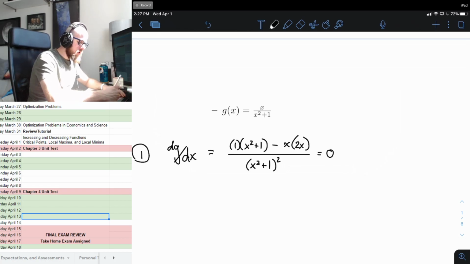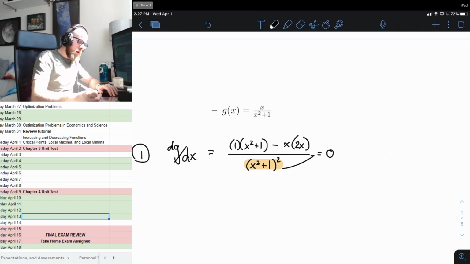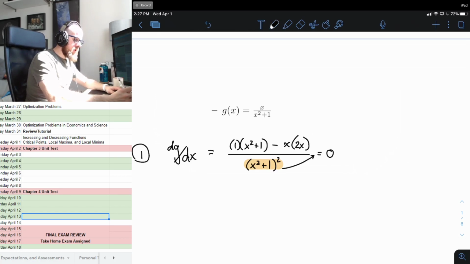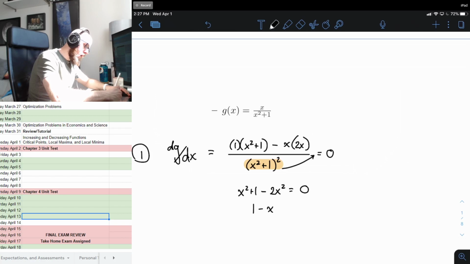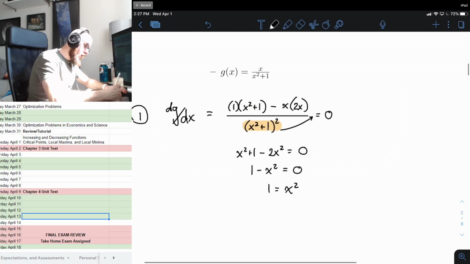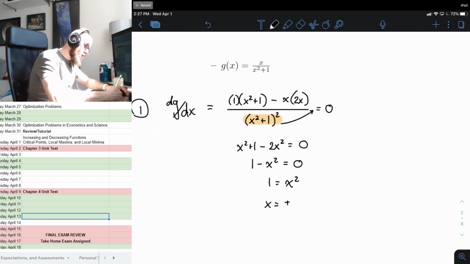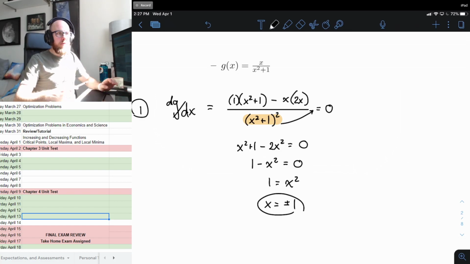All right, so one thing I notice right away, I can get rid of my denominator, actually it's never going to be 0, so I don't have to worry about anything there. And so I'm just left with x squared plus 1 minus 2x squared equals 0, which means that I have 1 minus x squared equals 0, 1 equals x squared, or x is equal to plus or minus 1. And those are my critical values.